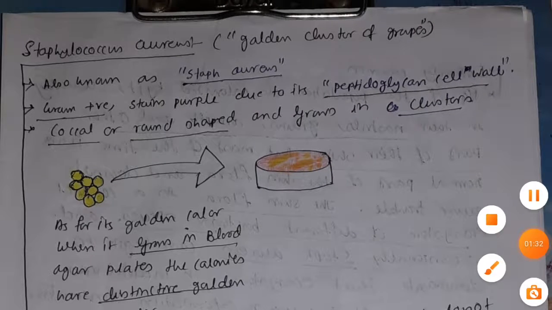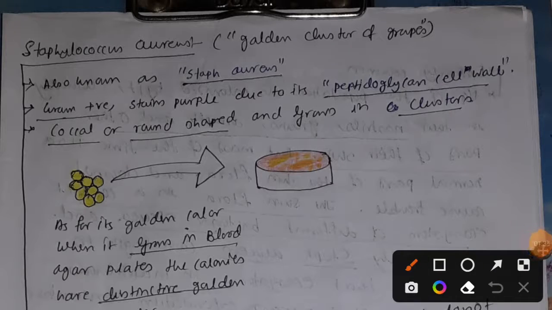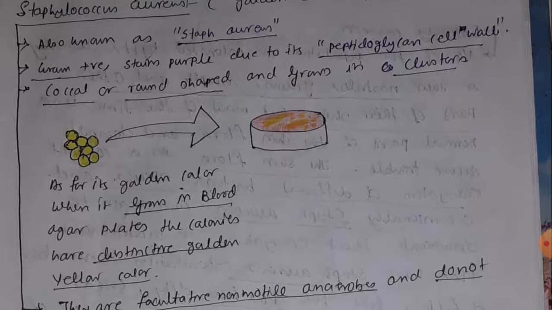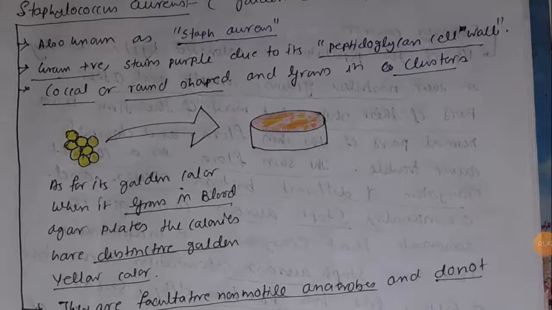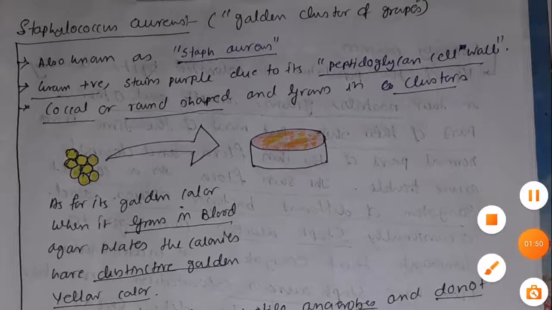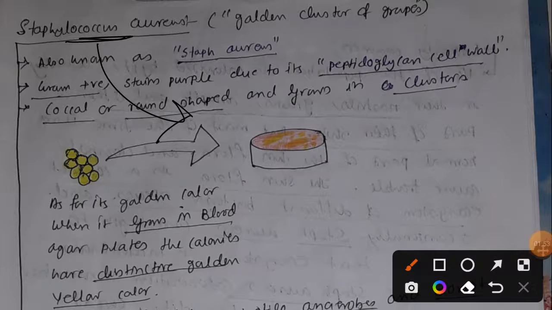Now, what is the culture media for Staphylococcus aureus? It can be grown in blood agar media, and in blood agar the colonies of Staphylococcus aureus are a distinctive golden yellow color. So up to that part we have learned that Staphylococcus aureus is round in shape and appears in clusters, that is why the name golden cluster of grapes, and it grows in blood agar media, where the colonies appear a distinctive golden yellow color.